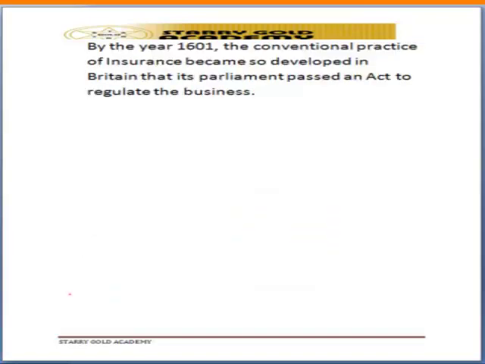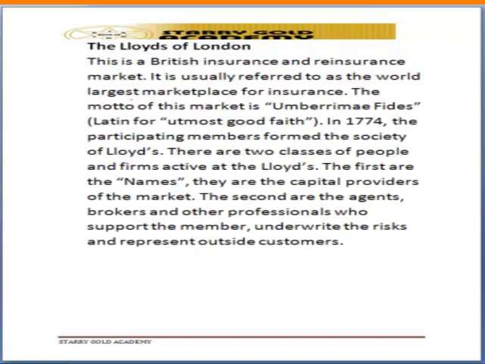By 1601, the conventional practice of insurance became so developed in Britain that its parliament had to pass an act to regulate the business. The passing of an act to regulate the business brings about what we call the laws of London.